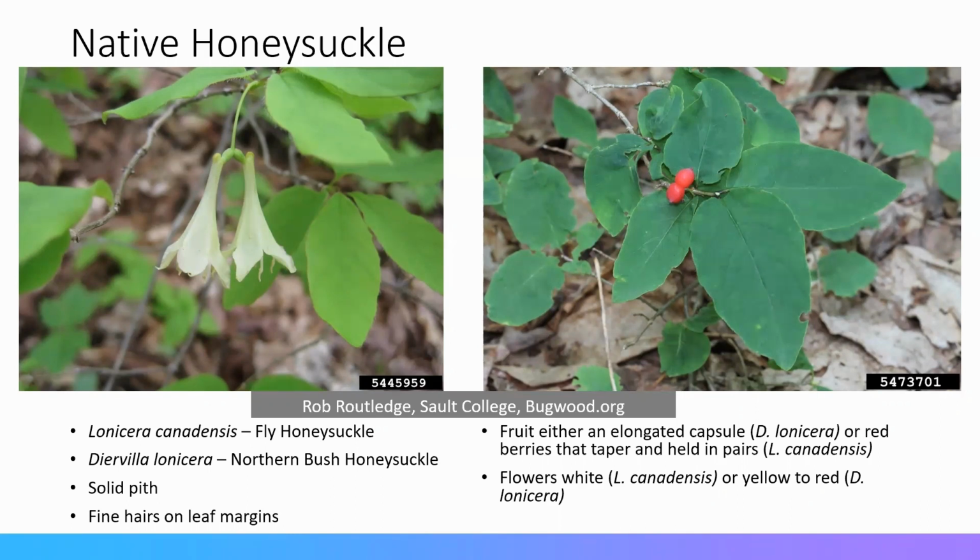And one way to tell the difference is, for me, they have a solid pith. So when you take your pruners and you cut through the middle, that chamber in the middle is solid. There's no hollow area. The leaf margins also have fine leaf hairs on them. And the fruit, as we can see here on the right side, is in this kind of elongated or more football-shaped capsule. And so that's the other thing.